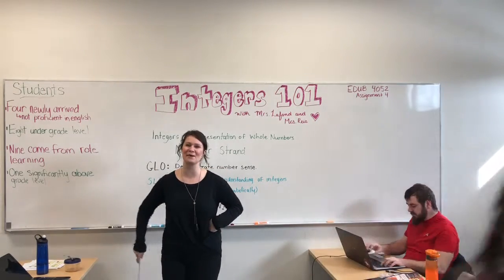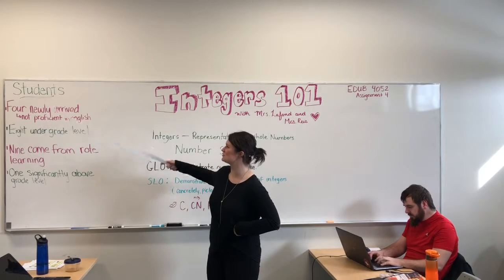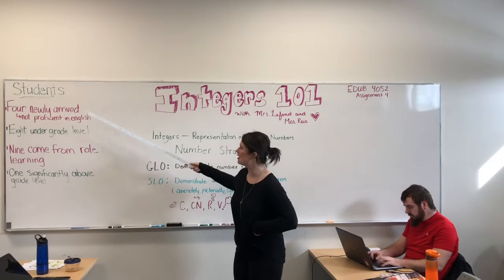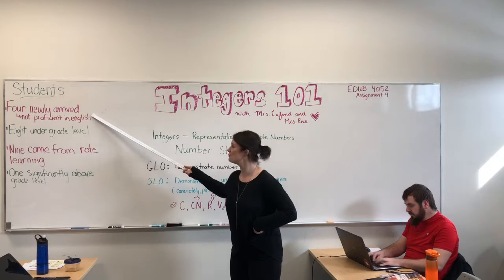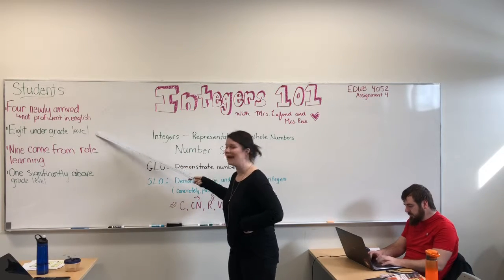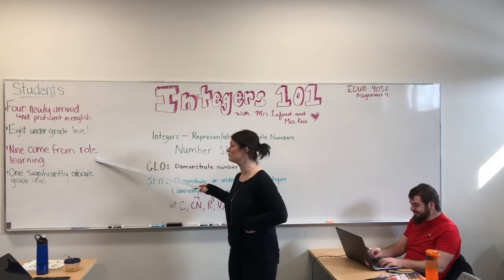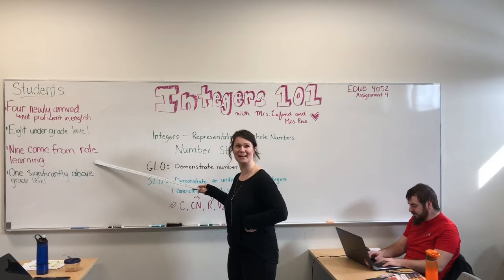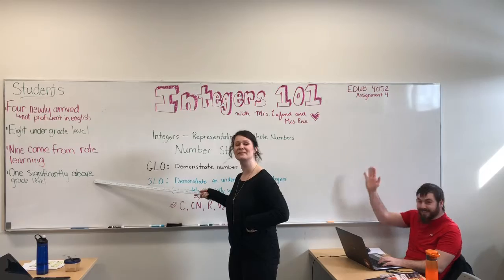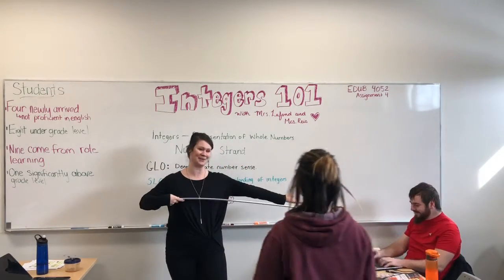Today, we will be going over all different differentiations for students that come from newly arrived, not proficient in English, 8 who are under grade level, 9 come from rote learning, and 1 significantly above grade level.